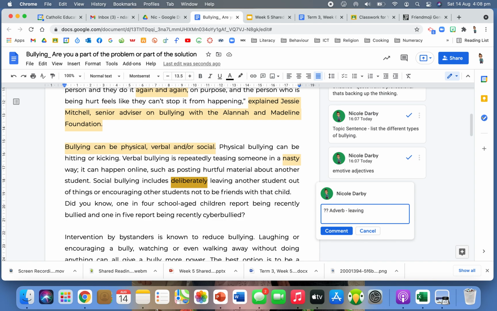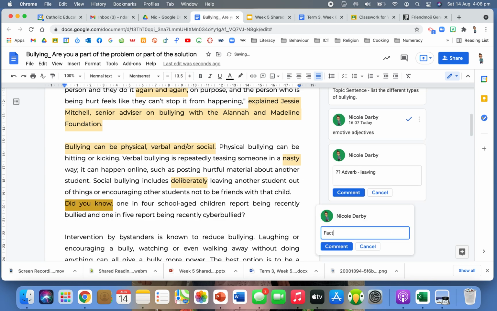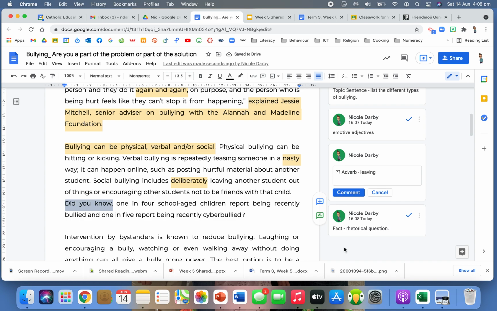That's really important. I like here, I've really thought this is really interesting. They've got a fact here, this did you know. They're using a fact there, but the fact is actually done as a rhetorical question. Just popping that down there. So actually saying, did you know 1 in 4 school-age children report being recently bullied and 1 in 5 report being recently cyberbullied? I could have just done a full stop there, but they've done it as a rhetorical question because they really want you to think. They really want you to respond to that mentally.